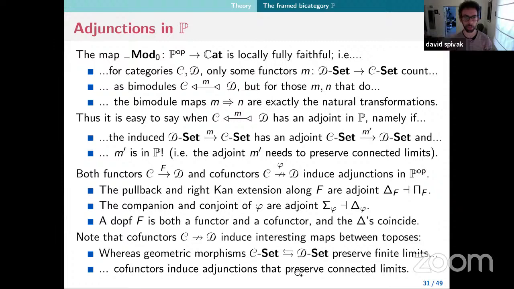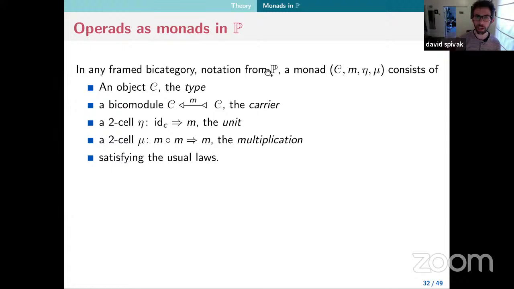Okay, so in any frame bicategory, we can talk about monads, and in P, these generalize operads, or at least close to it. So a monad in a frame bicategory: you have an object, which is kind of the type of the monad. You have a horizontal one cell called M, the carrier of the monad. You have a two cell from the identity on C to M, and a two cell from M composed M to M, called the unit and multiplication. And these satisfy the usual laws.